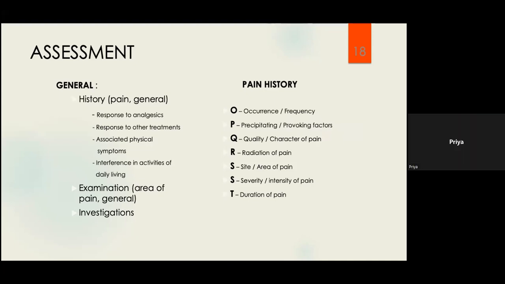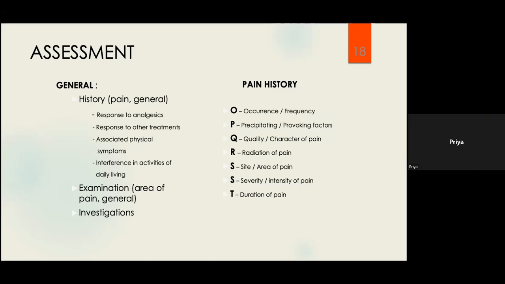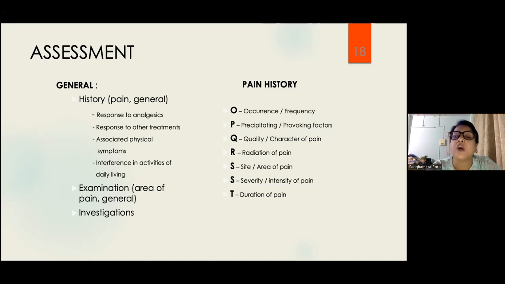So when we talk about pain history, we generally follow this very nice mnemonic of OPQRST. O stands for occurrence or frequency of that pain episode. P stands for precipitating or provoking factors. Ask the patient what precipitates his pain. Is it by walking? Is it by running? Or is it by lifting something from the floor?